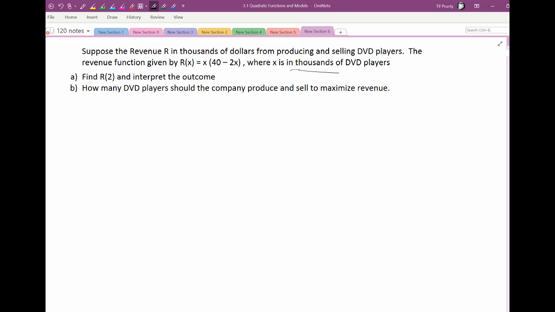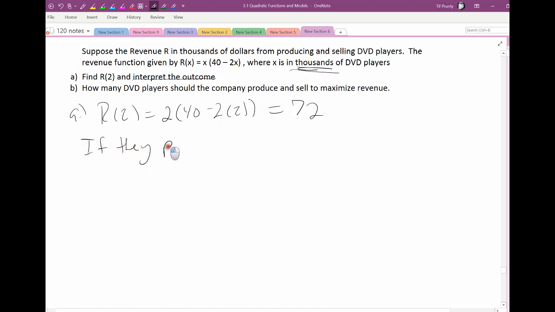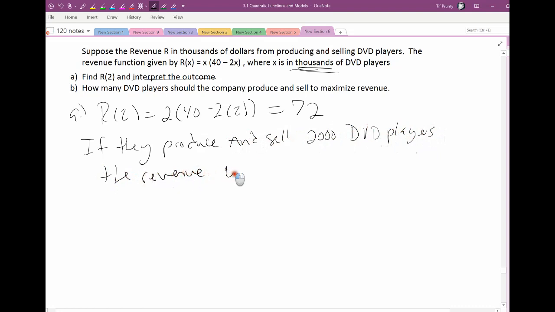Alright, A: find the revenue at 2 and interpret the outcome. So A is just finding R of 2, so plug 2 in. But the interpret part is important: remember everything's in thousands. If they produce and sell 2,000 DVD players, the revenue generated will be $72,000. So again, always put units with your application. So when they sell 2,000 DVD players, they'll get a revenue of $72,000. That's what the units are.